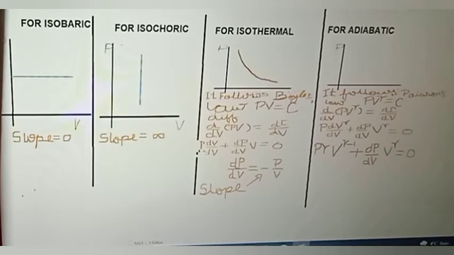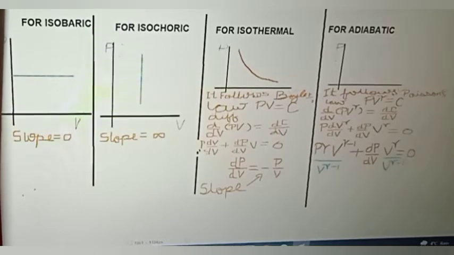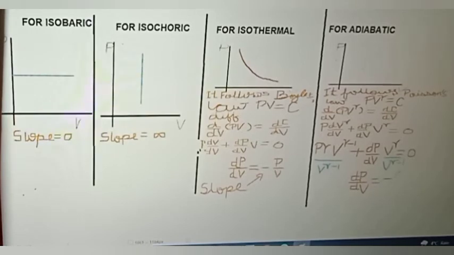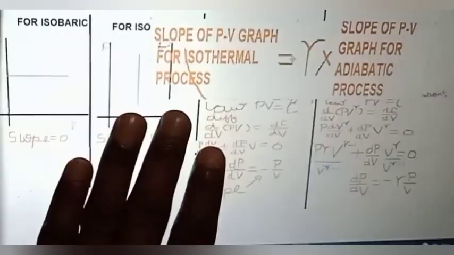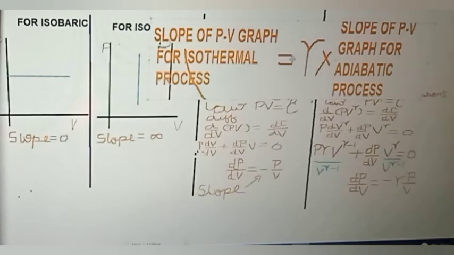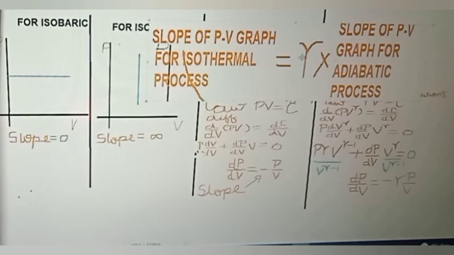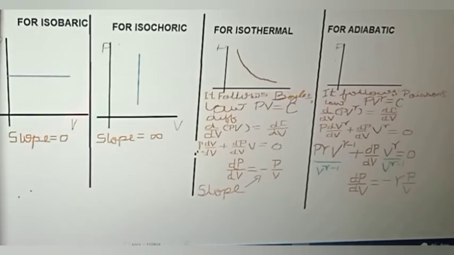Now if we divide the entire equation by V to the power gamma minus 1, and do a little bit of algebra, you will get dP by dV equal to minus gamma P by V. So we can see that the slope of the PV graph for the adiabatic process is gamma times that of the isothermal process. It means the graph for adiabatic will also look like that of the isothermal process, but it should be much steeper.